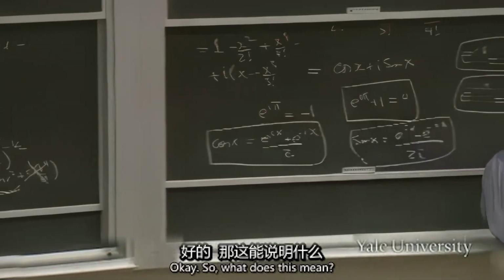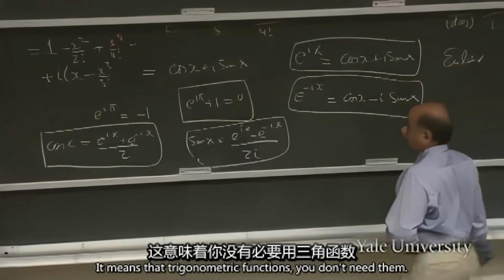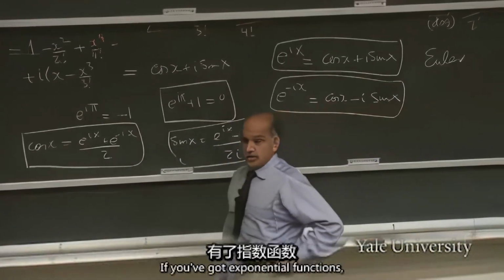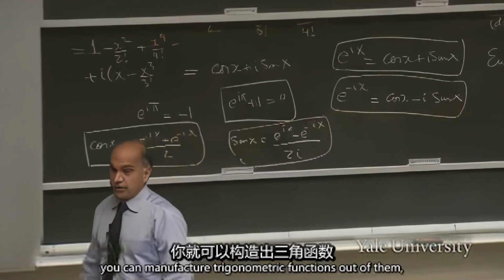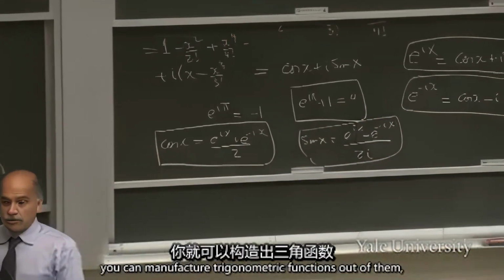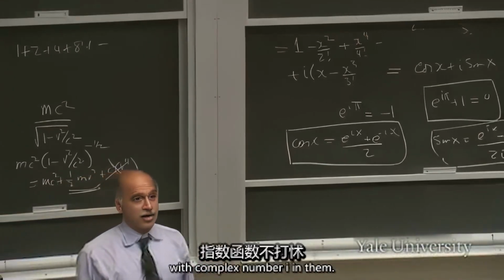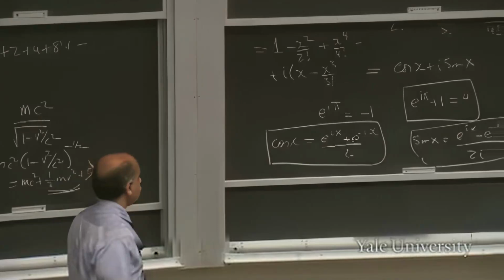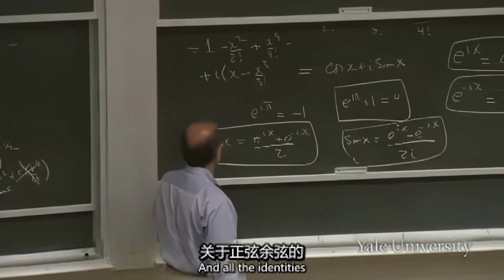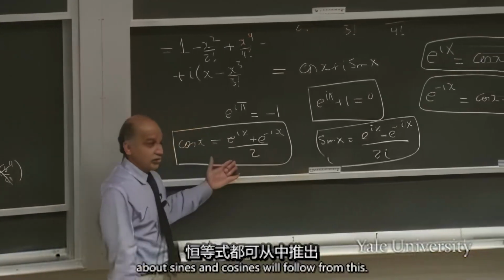Okay, so what does this mean? It means that trigonometric functions, you don't need them. If you've got exponential functions, you can manufacture trigonometric functions out of them, provided you're not afraid to go to exponents with the complex number i in them. And all the identities you know about sines and cosines will follow from this.